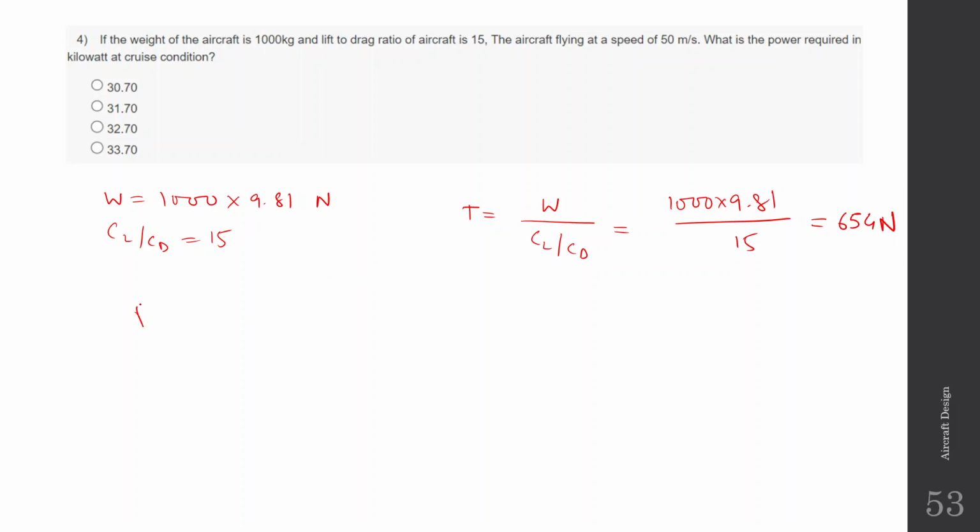And to find the power, we know that power is equal to thrust into velocity. So this is 654 into 50, which is 32700 watts, or 32.7 kilowatts.